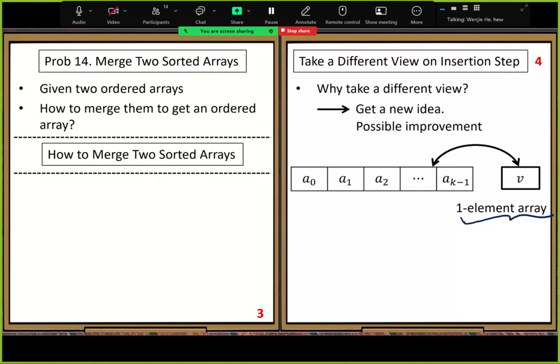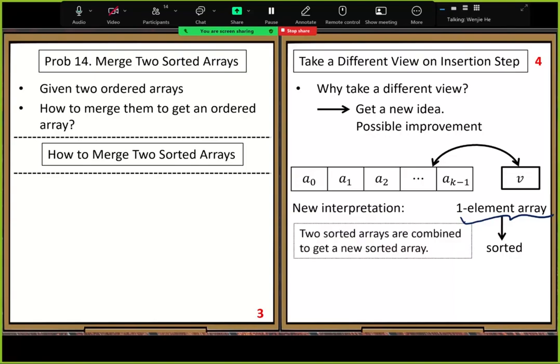Multi-element array. Then we just work on the merge operation. So that's the connection. All right. So that's the new interpretation. Two sorted arrays are combined to get a new sorted array. That simple. How to do it?